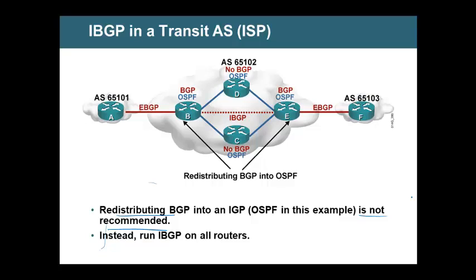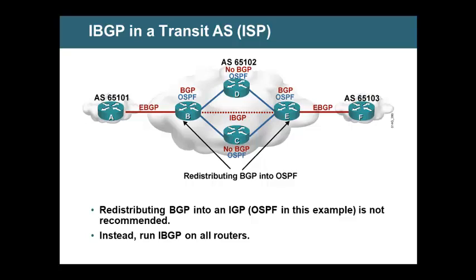What is recommended is, better you run IBGP on all routers in this scenario. So run BGP here also, and also here, so that when A gives the update, B will also give it to D, like B is giving to E, it will also give to D. So we have understood why I should run BGP on all routers.